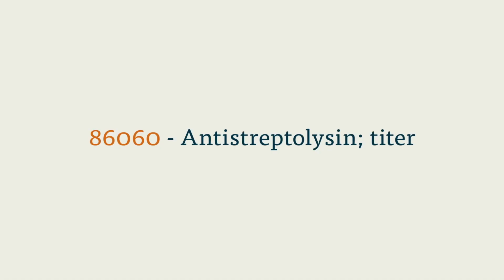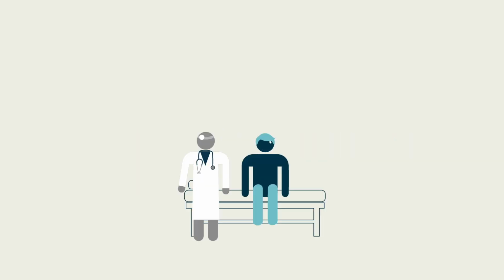We can find the test for ASO in the immunology subsection of pathology. We could also look up antistreptolysin in the index at the back of the CPT manual. Both methods would lead us to the CPT code 86060, antistreptolysin titer. That's our pathology code. Now, what about the medication the doctors prescribed to our patient? We'd include that as part of our medical decision-making process.